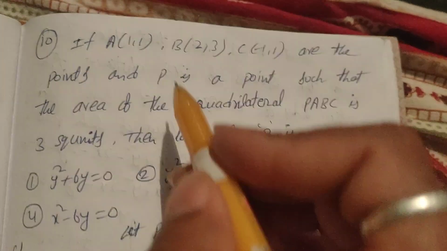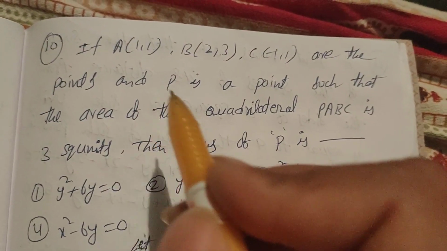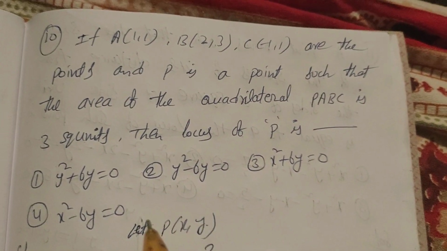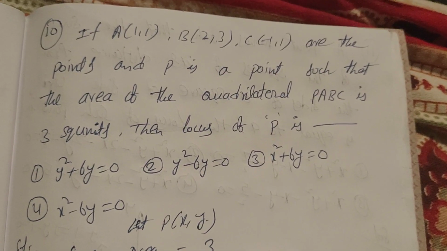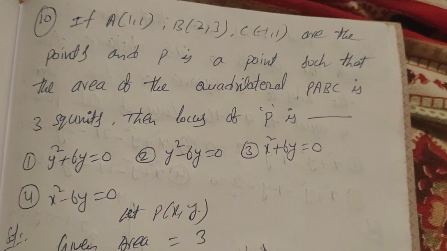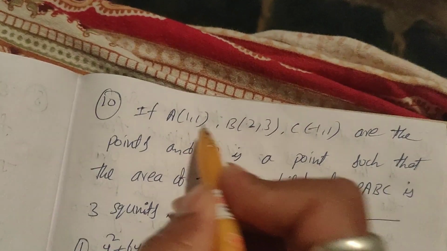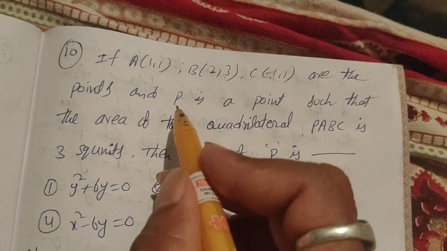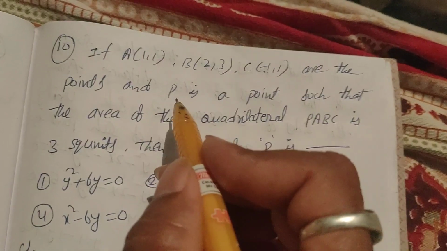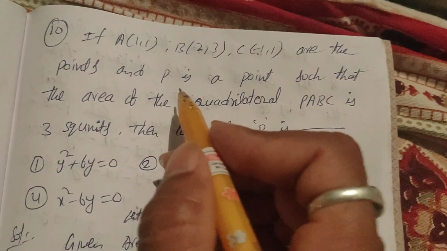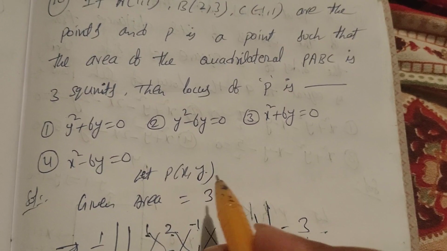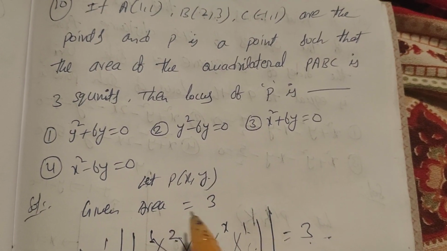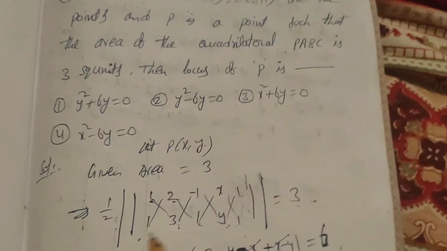So now the area of PABC is equal to 3 square units. Directly you take the area of the quadrilateral formula. If you take P, A (x1, y1), B (x2, y2), C (x3, y3), and P as some (x4, y4), like that. So I am taking here P as (x, y). Given the area of quadrilateral PABC is equal to 3 square units.